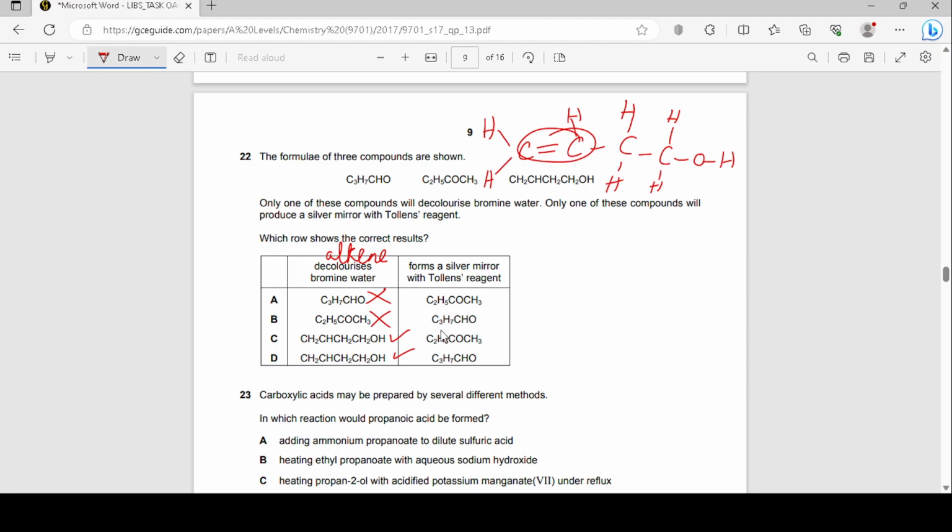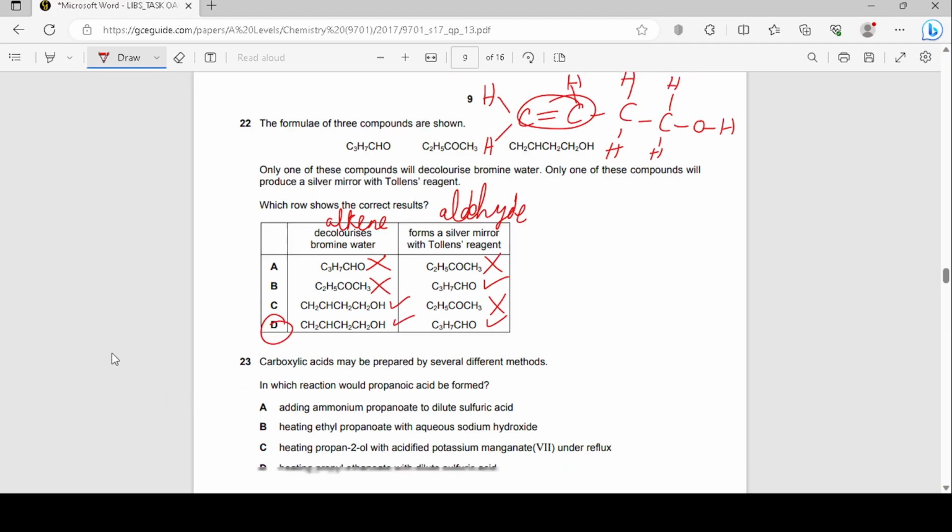Then forms a silver mirror with Tollens' reagent. So the compound group that reacts with Tollens' reagent is aldehydes. So my aldehyde is the first one, C3H7CHO. So that is going to be the one that's right, because it's an aldehyde. Aldehydes react with Tollens' reagent. And so my answer, where do I have 2 ticks? I have 2 ticks in D. So D is going to be the answer.